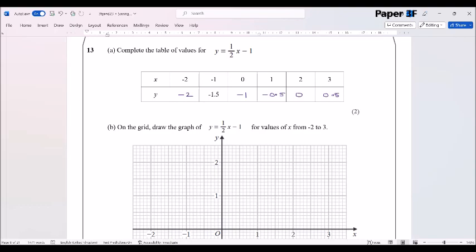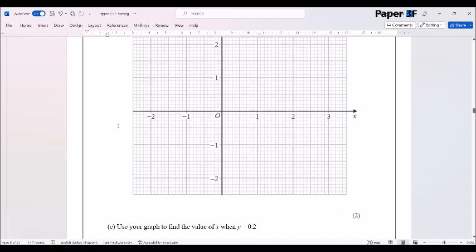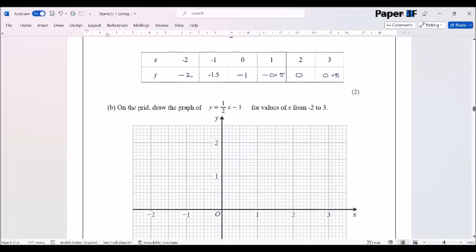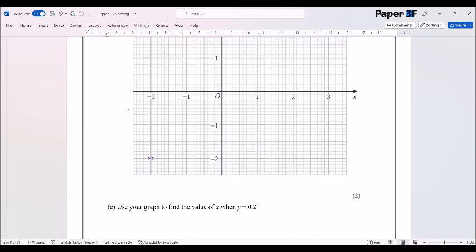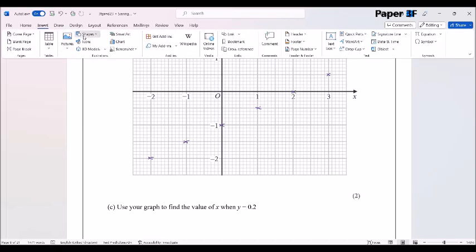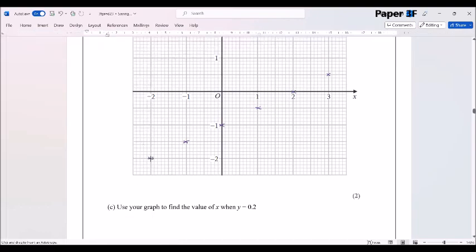We've now got to plot the points on our graph. We're going to start at the point negative 2, negative 2. Let's have a look. Negative 2, negative 2 is just this point here. Then we've got to go to negative 1, negative 1.5. So negative 1, negative 1.5 is just here. Then we've got the point 0, negative 1. We've got the point 1, negative a half, 2, 0, 3, a half. And now all I've got to do is get a nice line in there that joins all that up. So here we go, nice straight line.